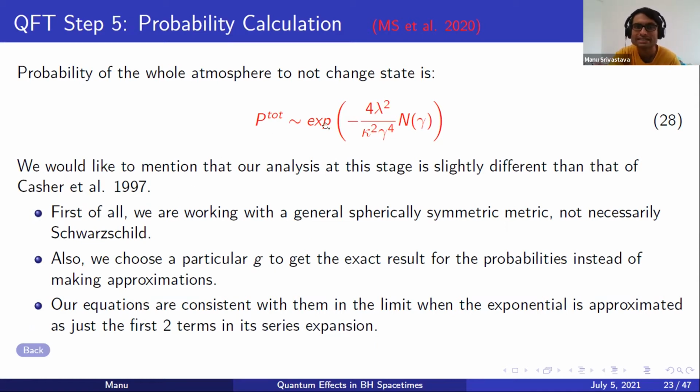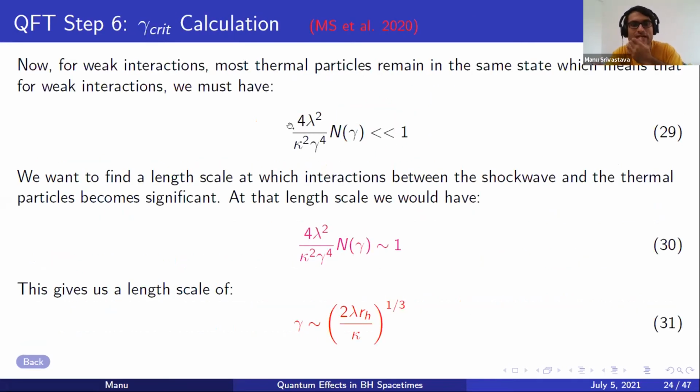But what I want to highlight is that when this P total is very large, meaning it is close to 1, it means there is a large probability of the system to remain in the same state. It means the shock wave didn't have any effective interaction. So the region where this probability is large is the weak interaction region. For this probability to be close to 1, we want this quantity, the argument, to be very small. And therefore, this is the weak interaction region. If the probability to remain in the same state is large, it means there is no effective interaction.